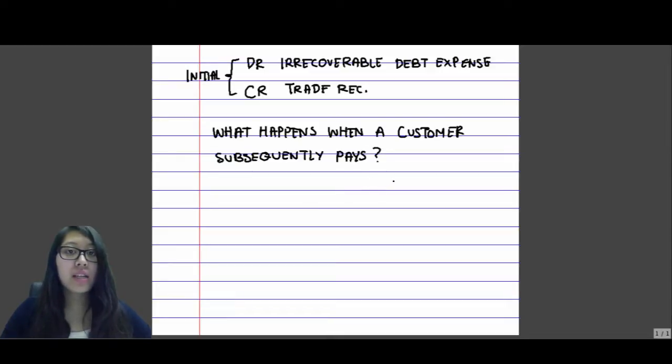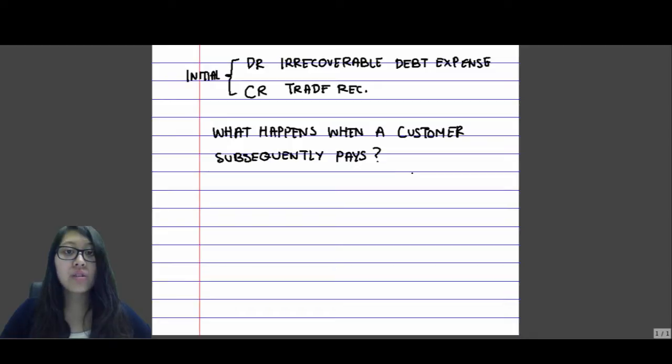Now, suddenly, a couple months later, it turns out this trade receivable that I have already written off has decided to pay. Maybe this person has suddenly gotten some money out of somewhere. So the problem is, I no longer have his balance in my accounts. I've already removed his balance of $100 last time. So what am I going to do now?